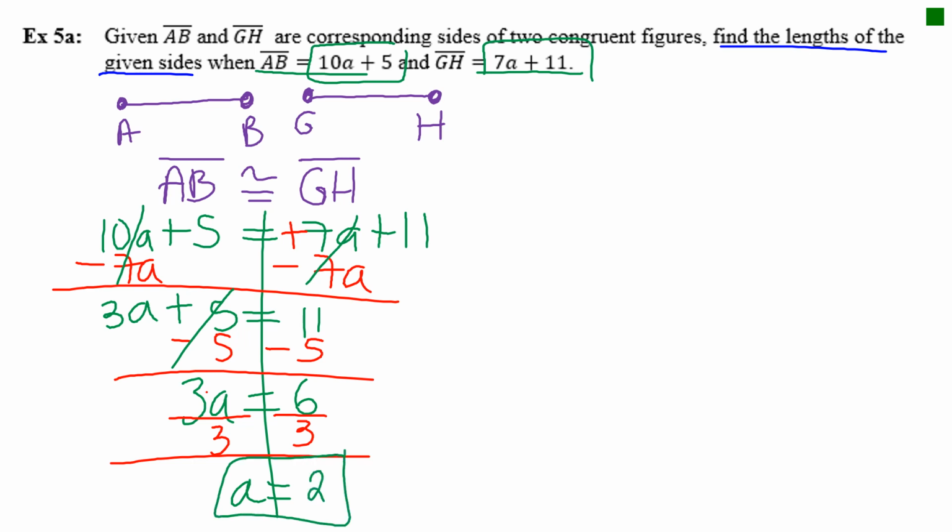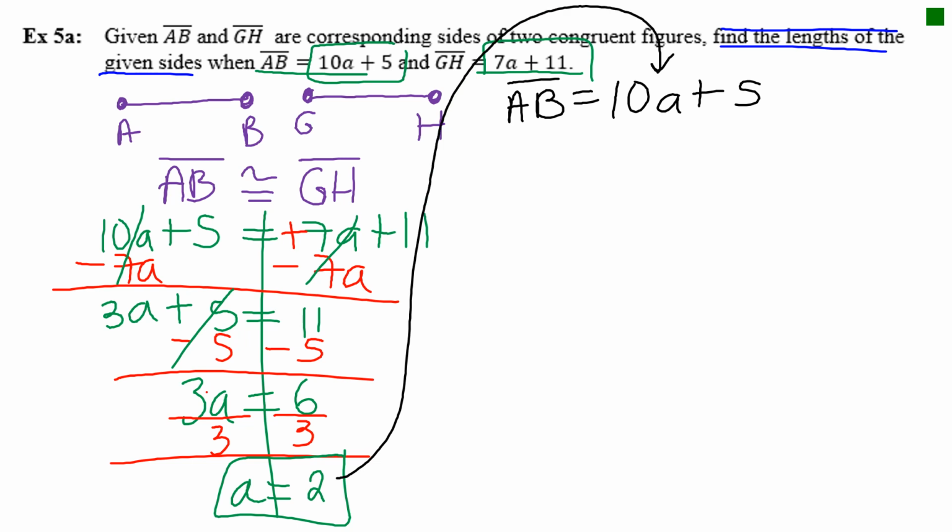Now careful here because a lot of times we'll stop here assuming that we solved the problem already because we know what A is. But we're told to find the lengths of the given sides. So now we need to take this information and plug it back into both of the line segments. So we'll start with AB, which we knew was 10A plus 5. But now wherever I see A, I'm going to plug in a 2 in parentheses. We're going to plug it in parentheses because 10 was being multiplied by A. Putting A in parentheses will remind us that we need to do that multiplication. So AB is equal to 10 parentheses 2 plus 5.